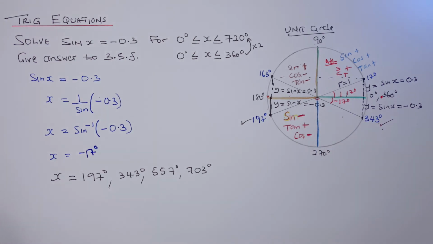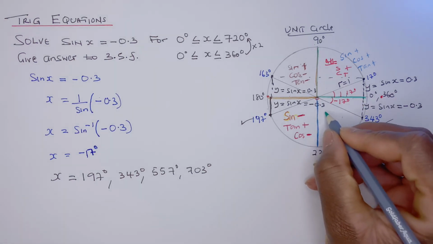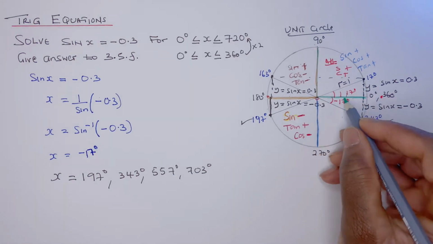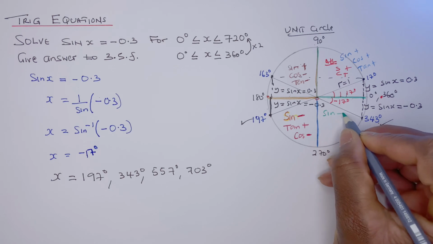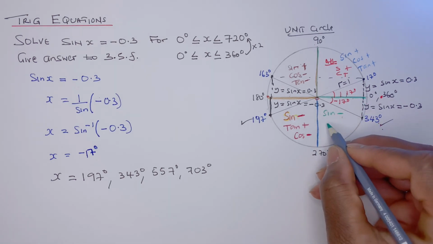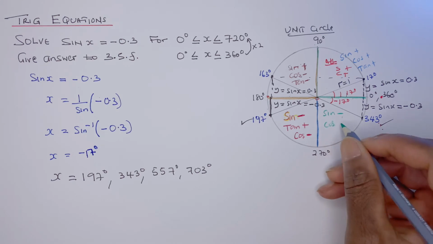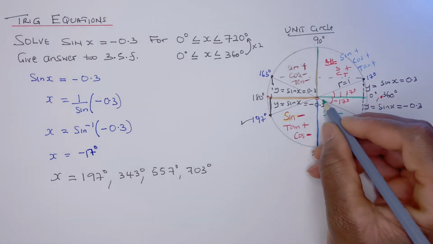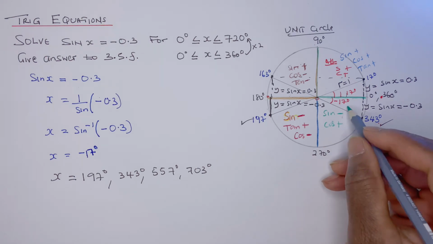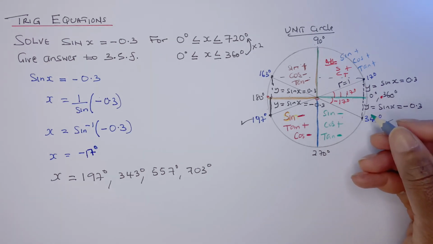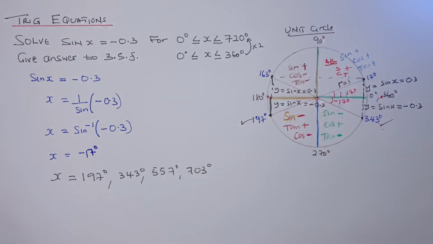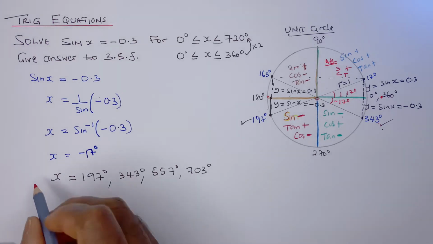On the fourth quadrant, what's going on there? On the fourth quadrant, your sine is negative because y is negative here, and cos is positive because your x is positive, and your tan is negative over positive, so tan will be negative. Negative over positive is negative. So that's what's happening in the unit circle. And the answer we're looking for is this answer here.